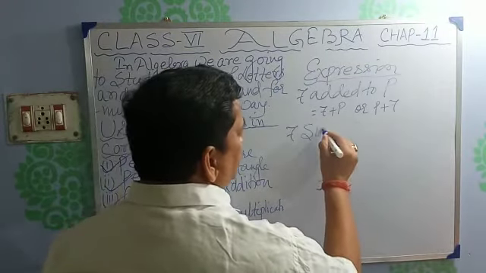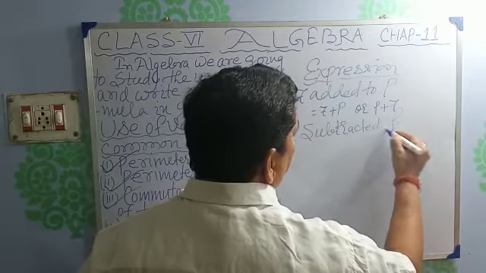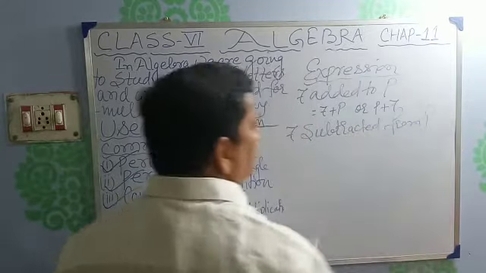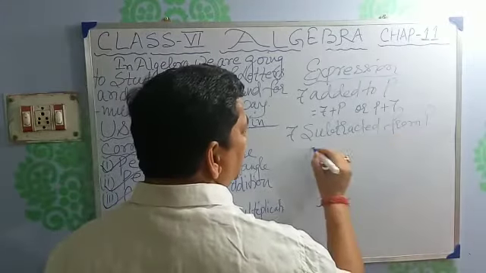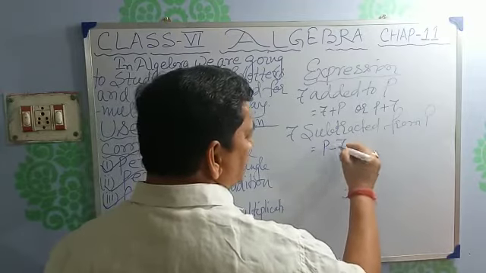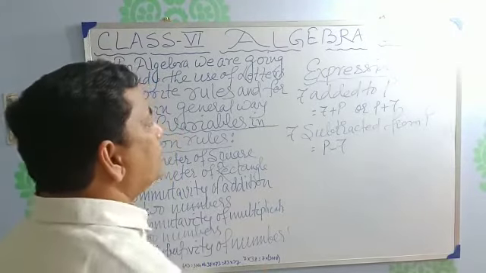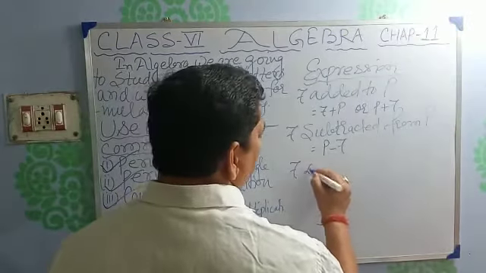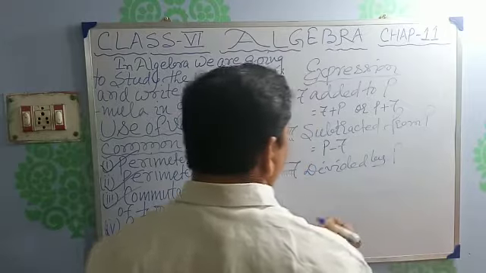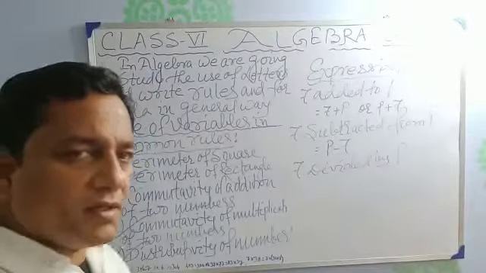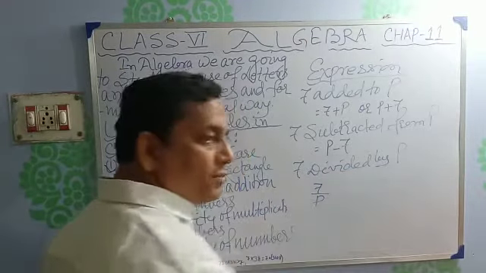7 subtracted from P. So class 6, how are we going to write? 7 subtracted from P, that means P minus 7. Right? When we write 7 divided by P, that means we can write 7 by P.